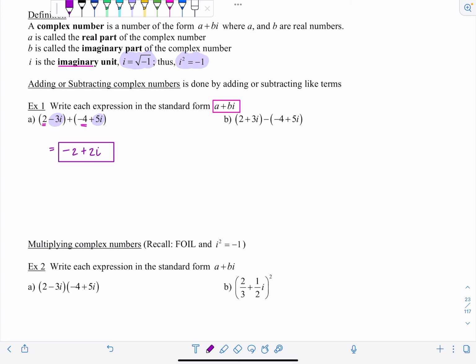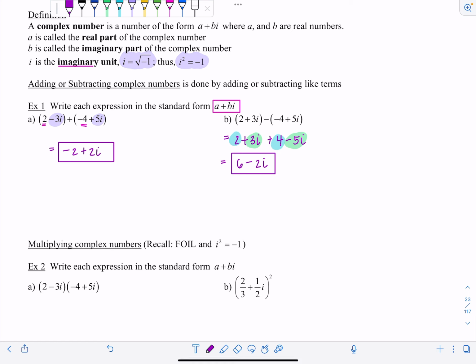Okay, example B, now we have subtraction here. So let me distribute that negative. We have 2 plus 3i plus 4 minus 5i, right? And then again, collecting like terms. So the real part's 2 plus 4, that's 6. And then 3i minus 5i, that's -2i. Box it and move on with your life.